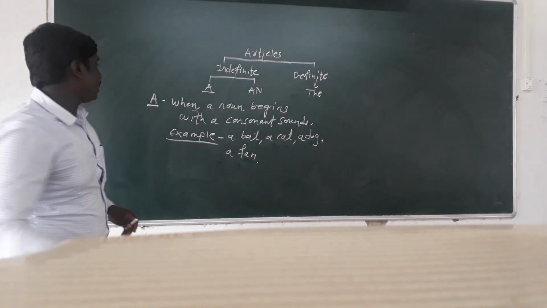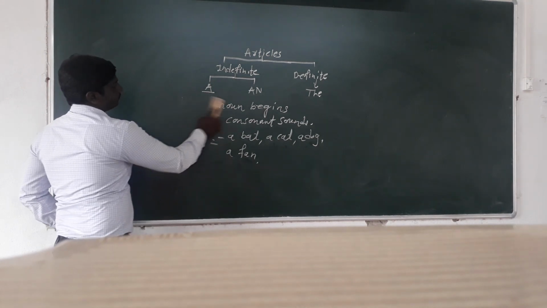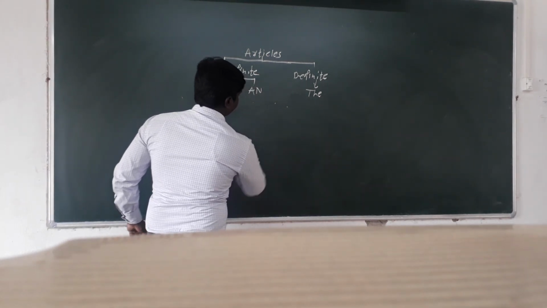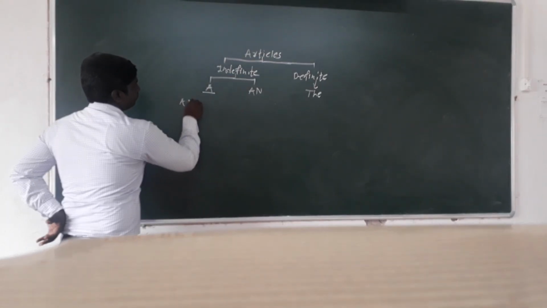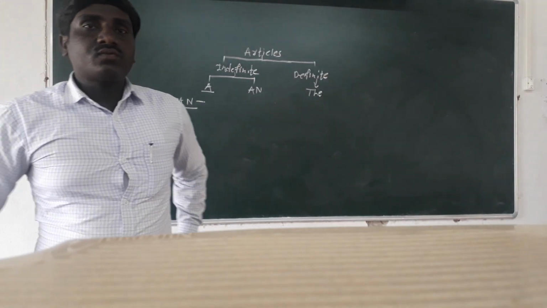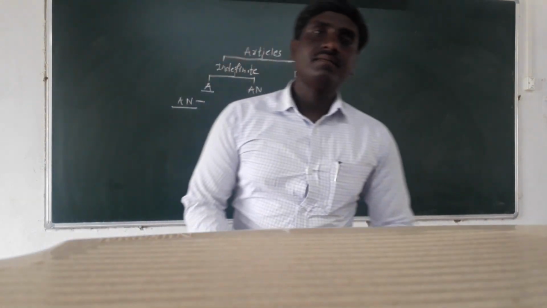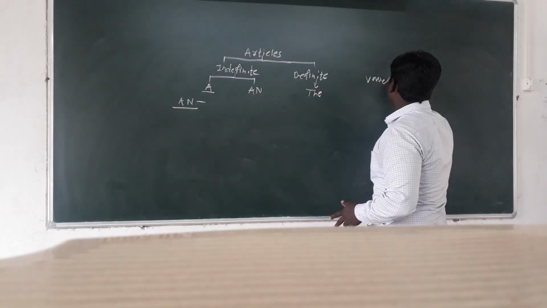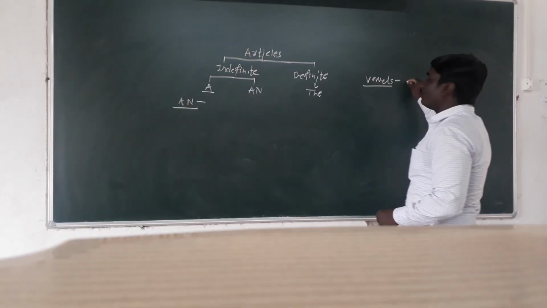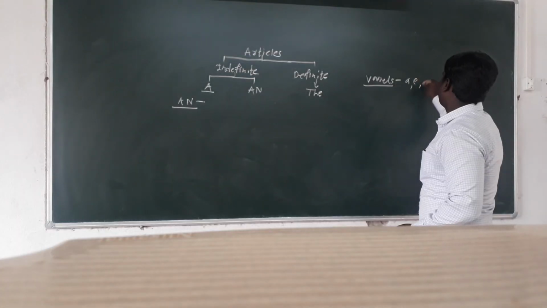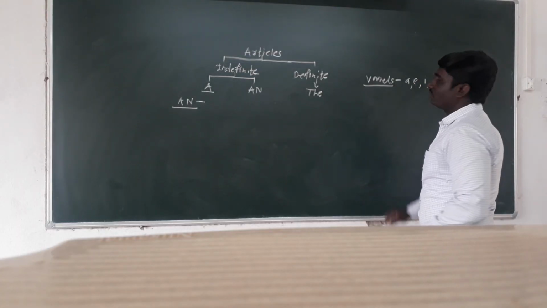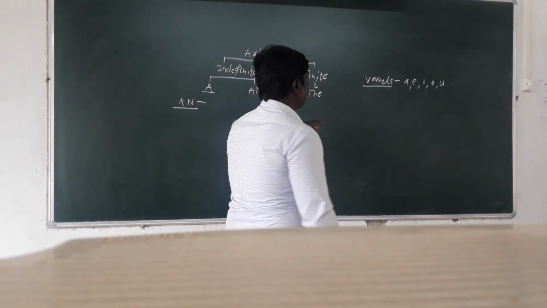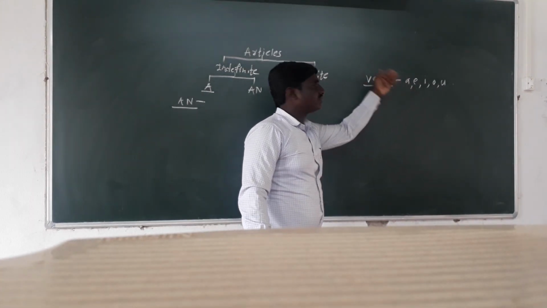Now let's move to the article "an". So the article "an" begins with a vowel sound. We have 5 vowels in English language: A, E, I, O, U. These are the vowel sounds, and before these vowel sounds we should use the article "an".